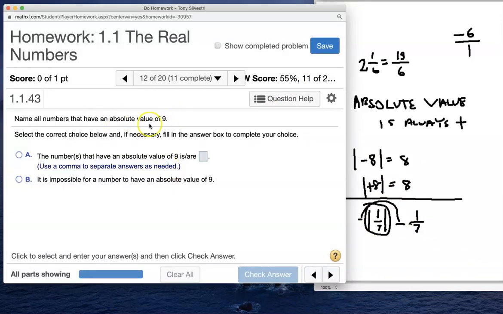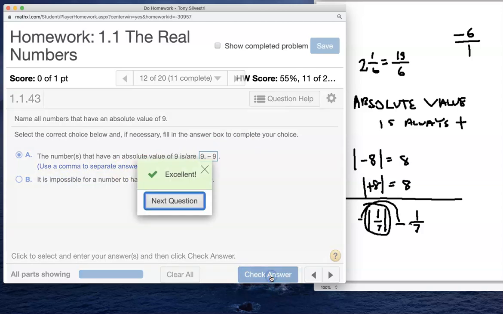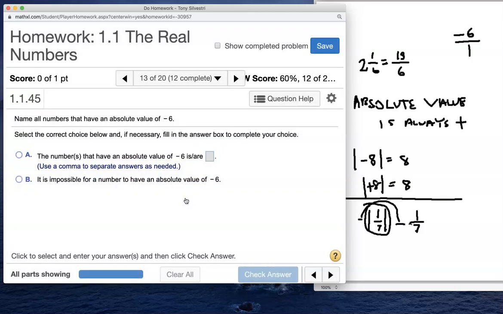Name all the numbers that have an absolute value of 9. There are 2 numbers that have the absolute value of 9. Certainly 9 does. And comma, -9. Both those numbers have an absolute value of 9. Use a comma to separate the answers. Understand that. Fantastic. I'm going to let you do that.